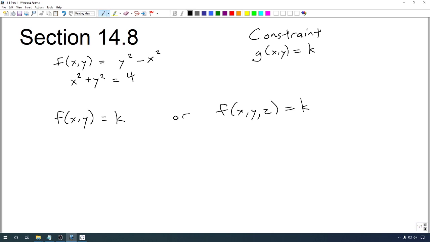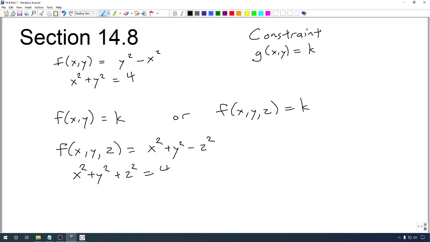So, for instance, and I guess I never wrote this one down, we were maximizing x squared plus y squared minus z squared, subject to the constraint of x squared plus y squared plus z squared equals 4. Usually we'll go ahead and name this. A lot of times we'll write down the constraint without giving it a name, but we're really looking at it as a function of three variables equals k. So I'm going to say this over here is actually g of x, y, z.